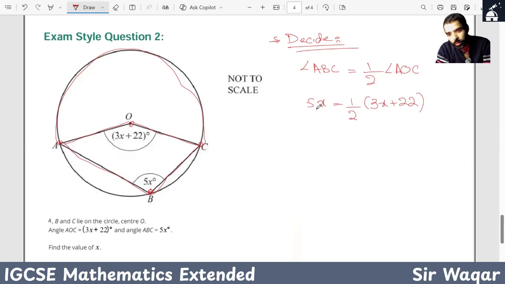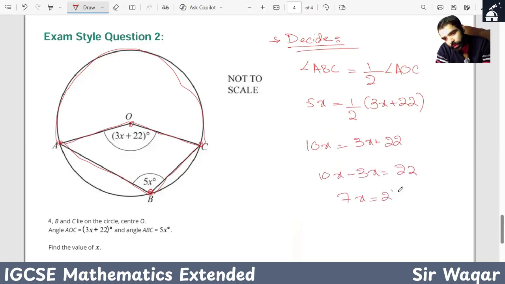Then we would have 2 comes here. 5 times 2 is 10x equals 3x plus 22. This way we'll find x. 10x minus 3x equals 22, and 7x equals 22, and henceforth x equals 22 over 7. Okay, and notice that you would start your answer exactly from here.